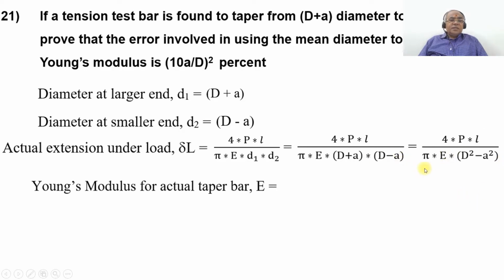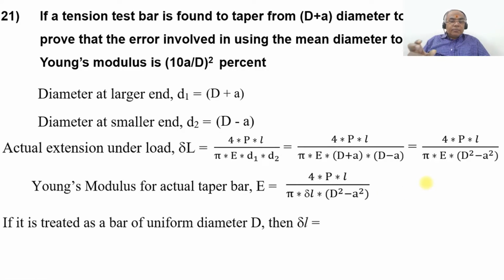Once you get this, the Young's modulus for the actual taper bar, E, will be equal to 4 into P into L divided by pi into delta L into (D square minus A square). Why does delta L come here? Because we have the total extension of the bar, delta L equal to 4 into P into L by pi into E into D1 into D2. Since I want the Young's modulus of this material, you take out E and substitute delta L here. You have just cross multiplied it.